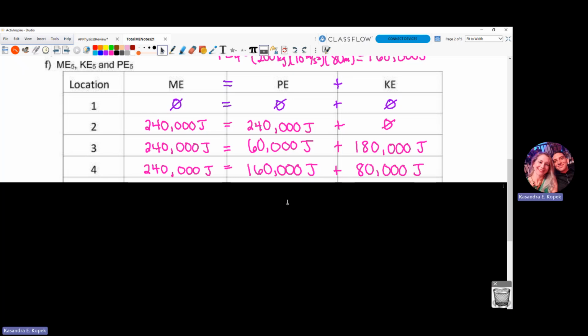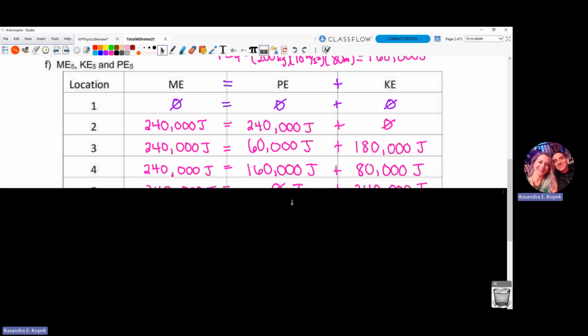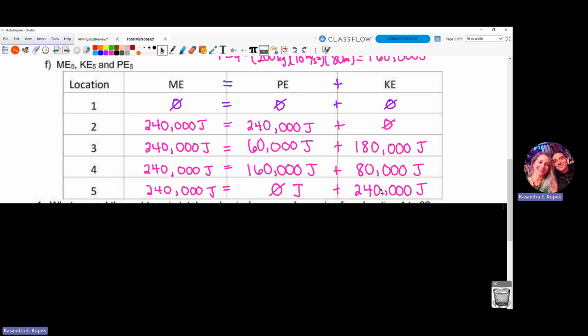At location 5, going from 4 to 5, our potential is decreasing again. Now we're going all the way down to the 0 level, so our potential is going to be 0. We have no more potential to fall or go down. That means all of our energy is now converted into kinetic energy, so we have 240,000 joules of kinetic energy.